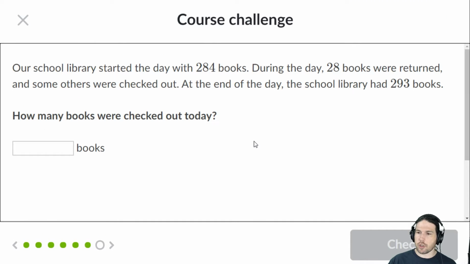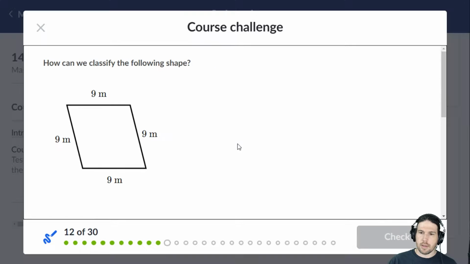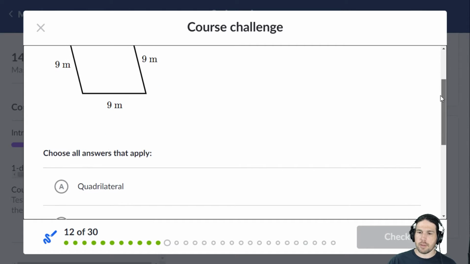Our school library started the day with 284 books. During the day, 28 were returned. Some others were checked out. At the end of the day, it had 293 books. How many were checked out? I think it's 19. My mental math is correct. It's 19. Excellent.